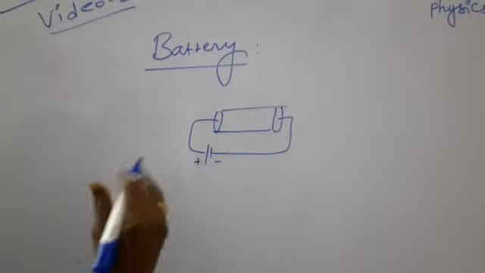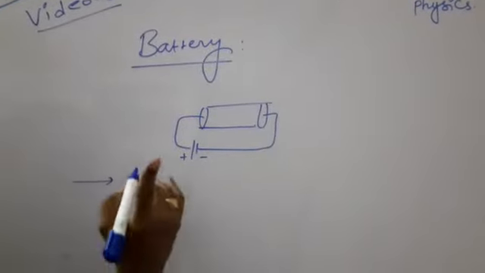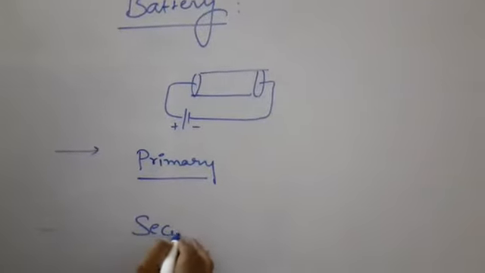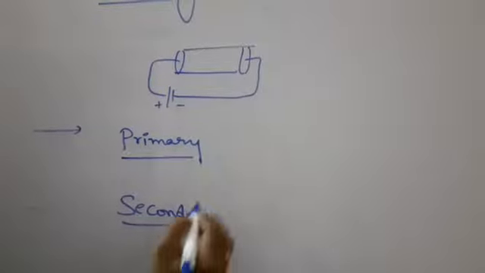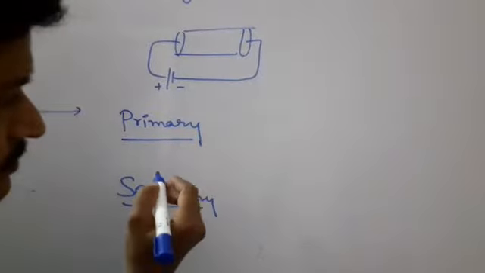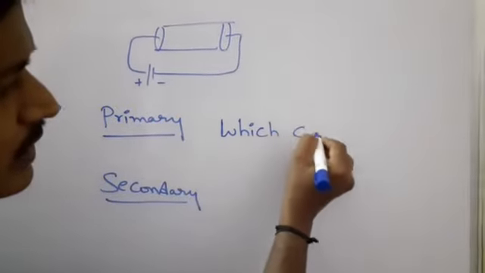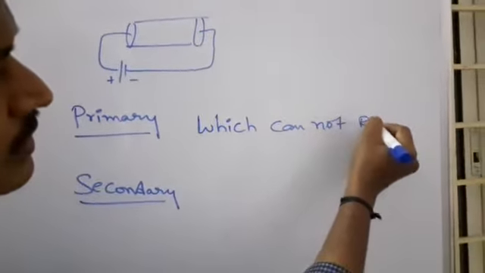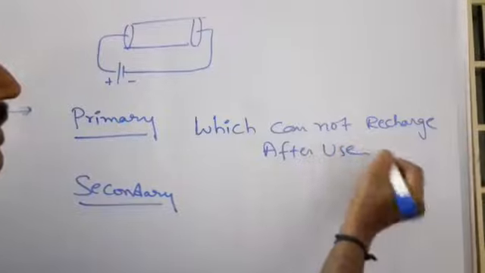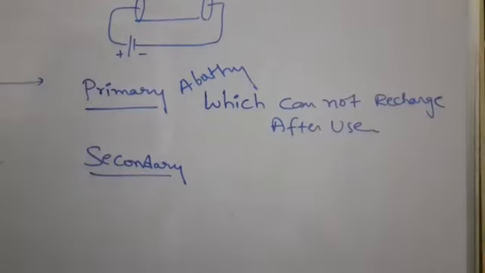A battery is a device which produces electrical energy or electrical power. The types are primary battery and secondary battery. A primary battery is a battery which cannot be used again after use, that is, which cannot be recharged after use.